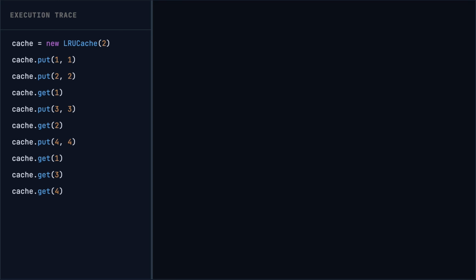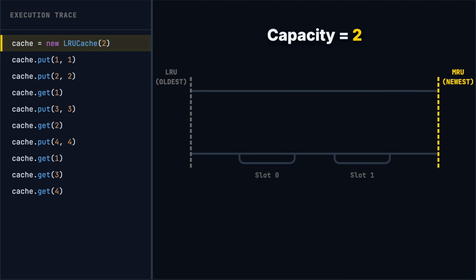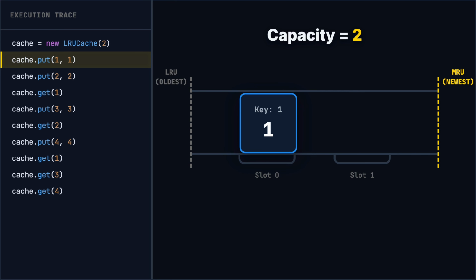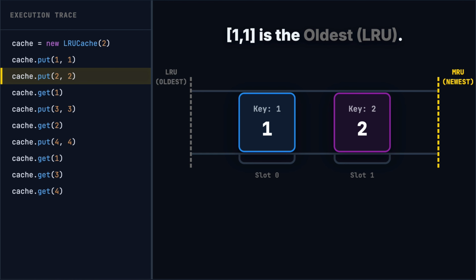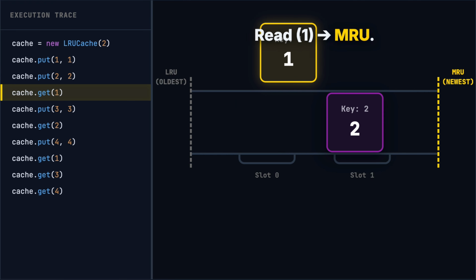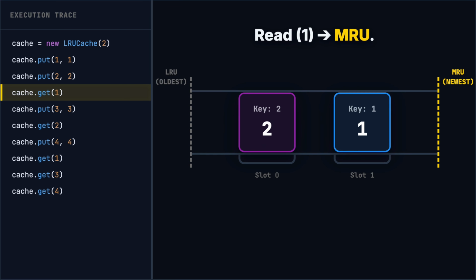For example, let's create a cache with capacity 2. We call put with key 1, value 1, then put with key 2, value 2. Both slots are now full, with 2 being the most recently touched. We'll follow a quick convention here. Least recently used sits on the left, most recently used on the right. Calling get on key 1 returns 1. And importantly, this access also makes 1 the most recently used, bumping it to the right.